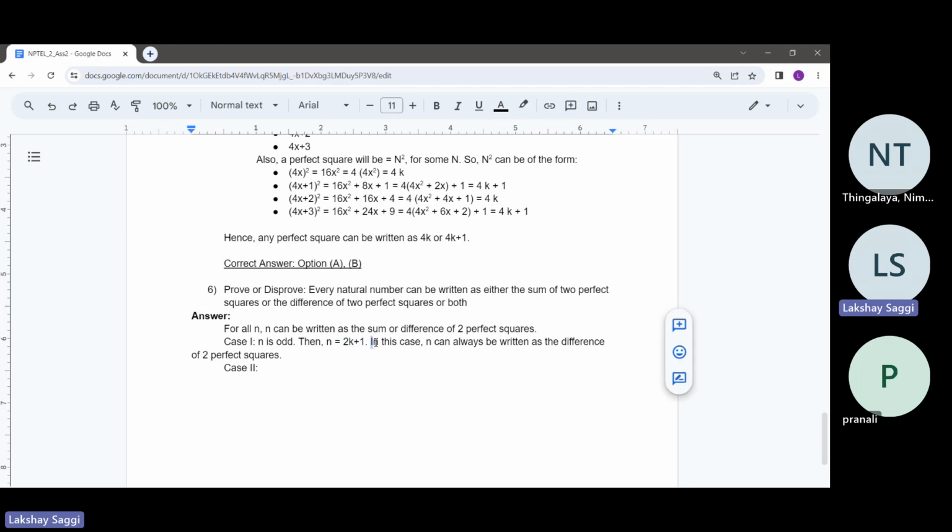Now, what I'm claiming is that this 2k plus 1 can always be written as difference of two perfect squares. Like there always exist two numbers x and y such that x square minus y square will be equal to 2k plus 1. So can you think what are these x and y for which x square minus y square will come out to 2k plus 1?